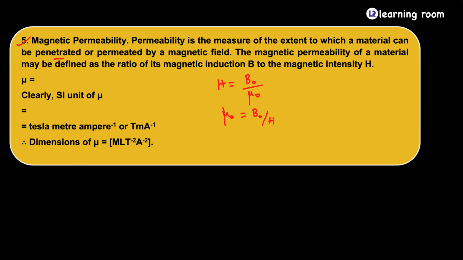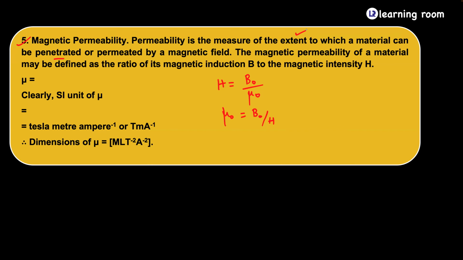But here we are not interested in the permeability of free space. We are interested in the permeability of a magnetic substance, meaning the permeability of this bell pin. That is not free space, no? This is a material. So I'm interested, what is the permeability of this material? Permeability is the measure of the extent to which a material allows the magnetic field to induce it.